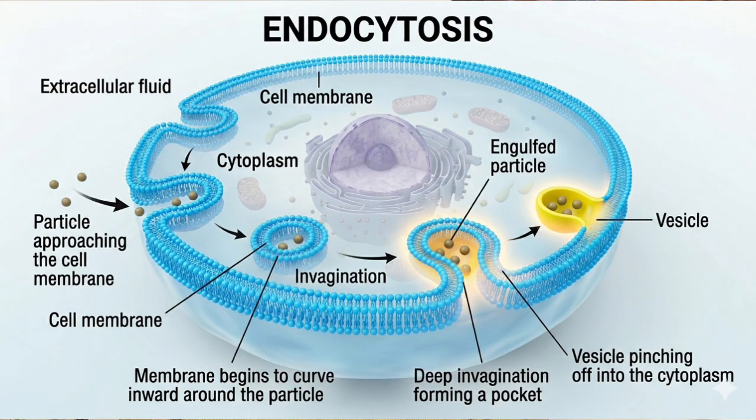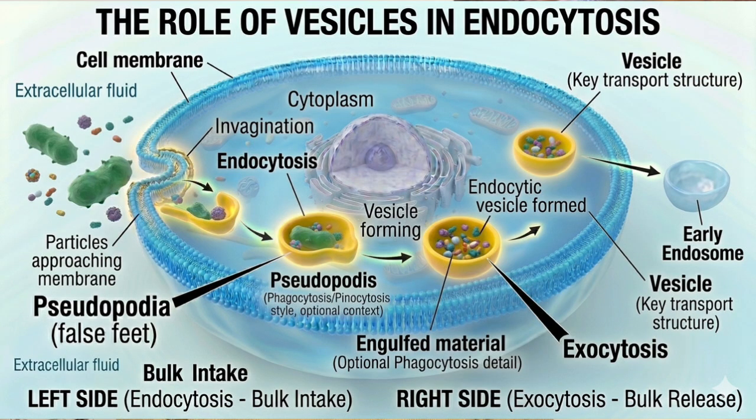Endocytosis simply means bringing substances into the cell using vesicles. Break down the word. Endo means inside, cytosis refers to the cell. So, literally, the cell bringing something inside. But the most important keyword here is vesicle. A vesicle is a small membrane bound sac, like a tiny bubble formed from the cell membrane itself.